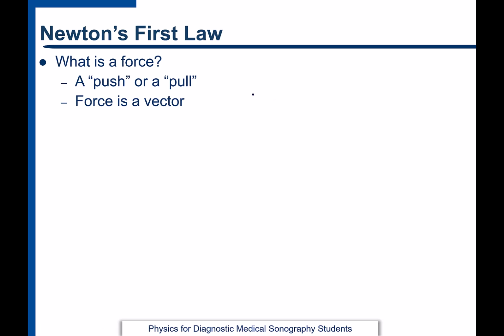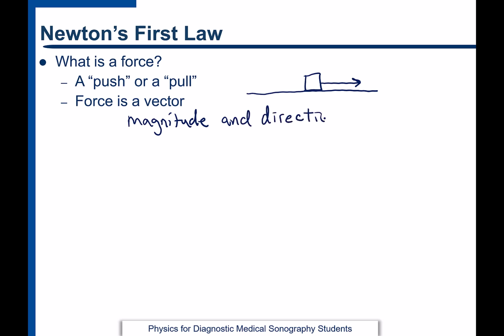So for example, let's say that I've got a block sitting here on the table. I could push or pull on that block and exert a force on it. And so you'll notice that when we exert a force on an object, it's not only an amount that we're pushing or pulling, but there's also a direction involved. And so force is a vector. We've talked about vectors before. A vector is a quantity that has both a magnitude, meaning a number, and it has a direction.